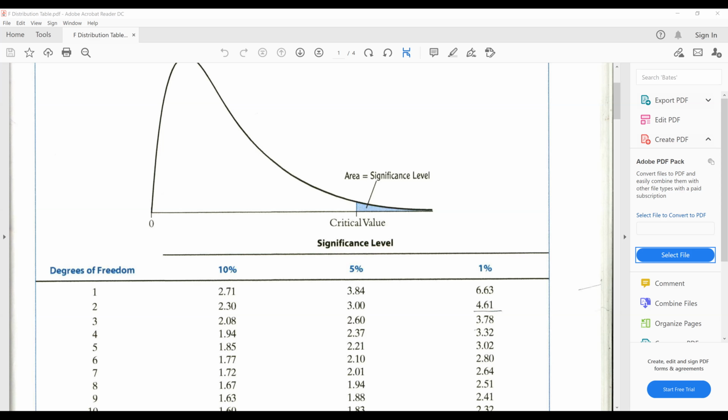That's why we have all these different tables, right? So, for example, if the test stat is bigger than the critical value at the level of significance alpha, we would reject. We always reject H null if the F statistic is greater than the critical value at the significance level in consideration.